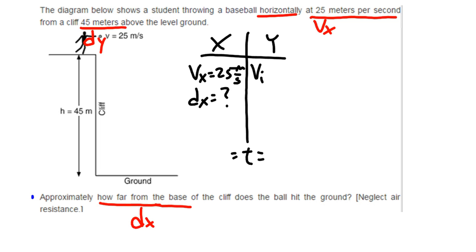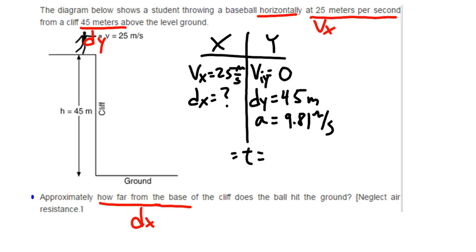I know, because this is a horizontally launched projectile problem, and one of the key features of it is, if it's launched horizontally, the initial velocity in the y direction is always 0. That's a key feature of all horizontally launched projectile motion problems. I know my distance in the y direction is 45 meters. I know the acceleration is, of course, gravity, so 9.81 meters per second squared.